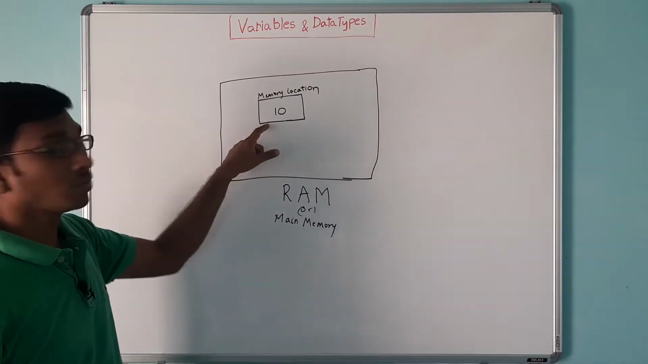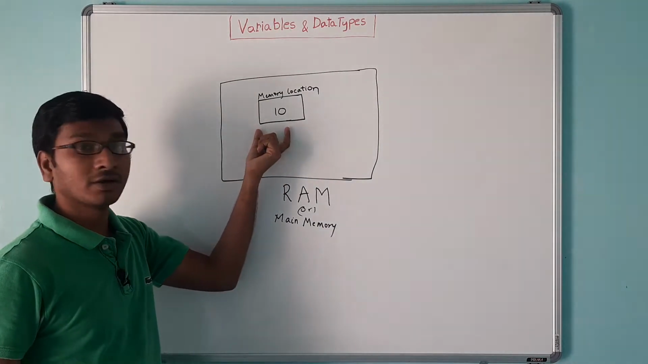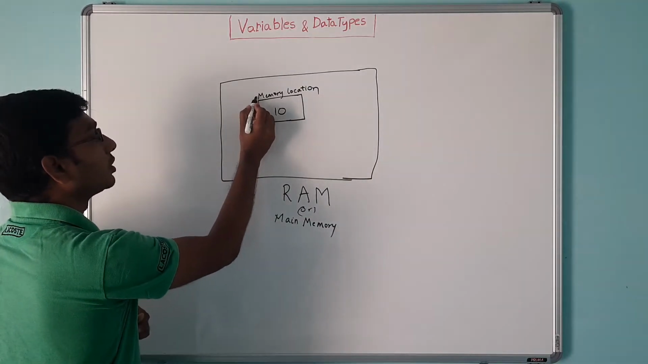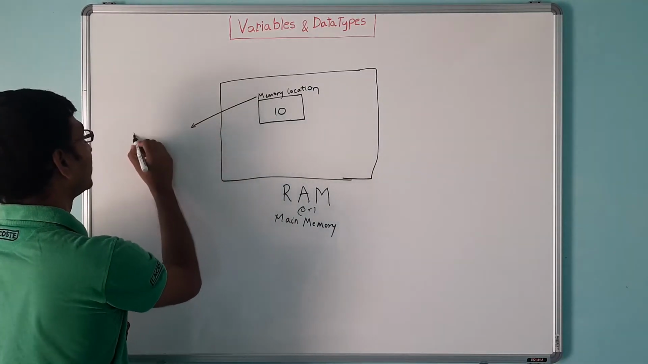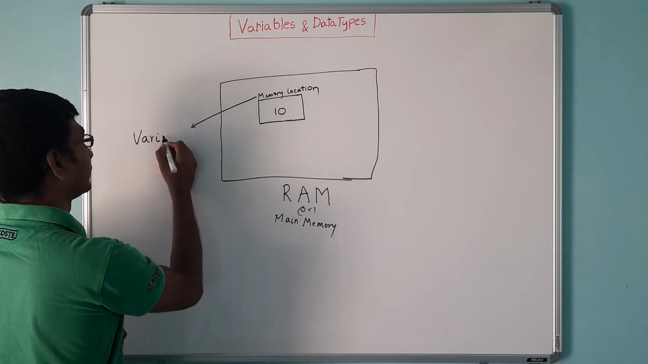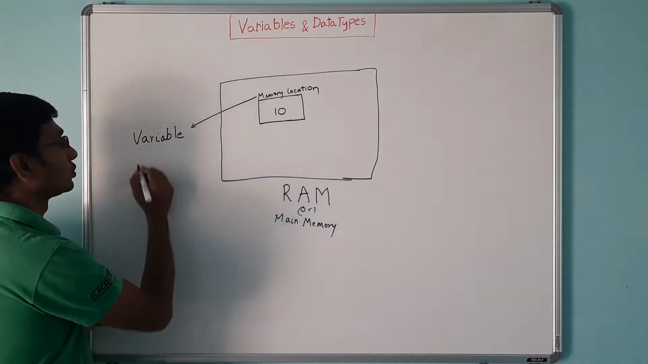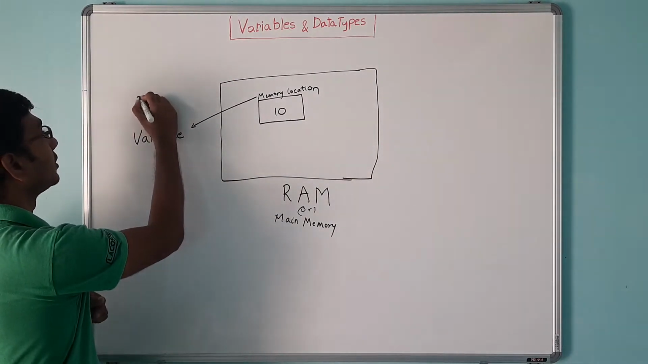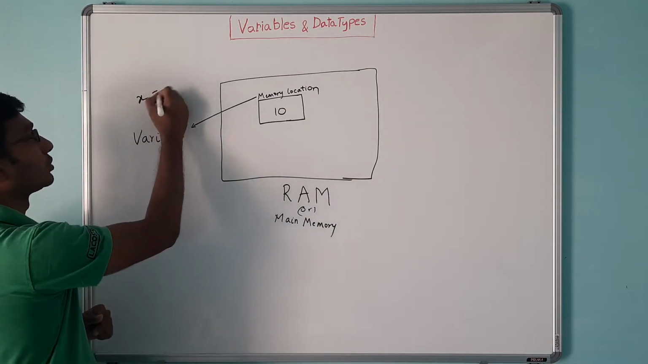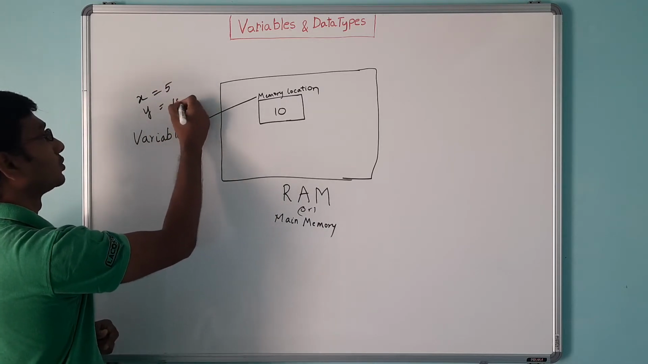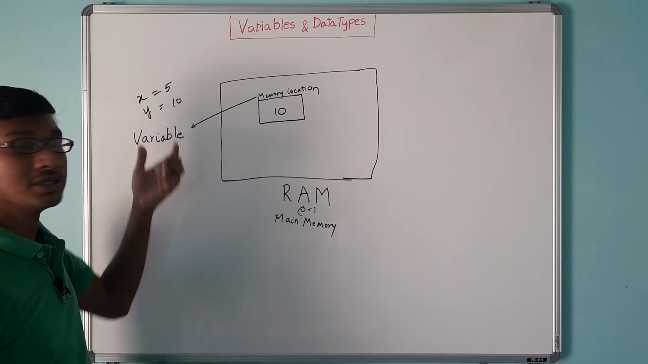Whenever we want to work with some data, that data will be stored on this RAM. And this memory location, we refer to it as a variable. In mathematics, how do we usually declare a variable? You can see it here: x equal to 5, y equal to 10. This is how we write variables in mathematics.